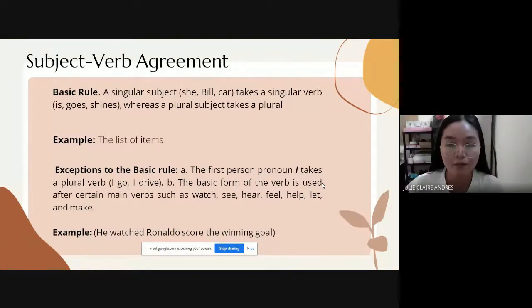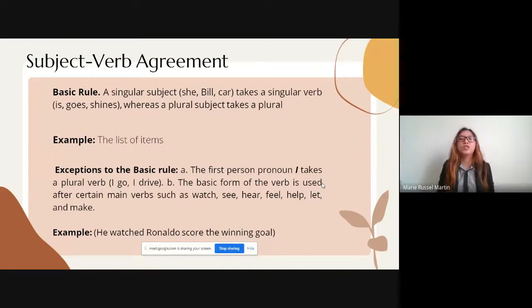A. The first person pronoun I takes a plural verb. I go or I drive. Okay. So the first person pronoun I. When we say first person pronoun, that's I or we. So those are the first person pronouns. What else? What other first person pronouns can you recall? Yes, Louis.